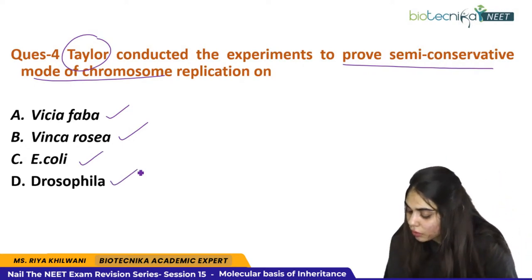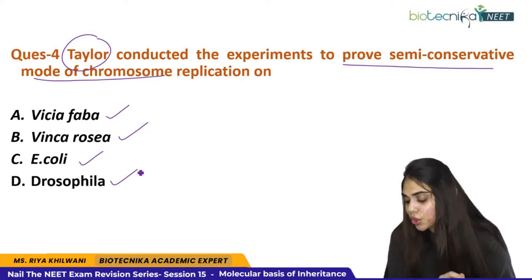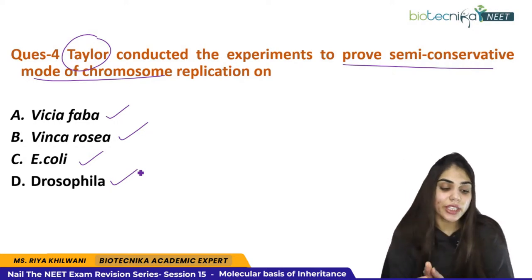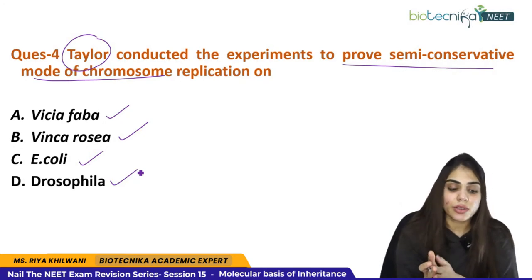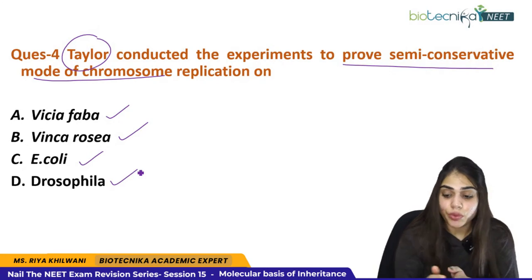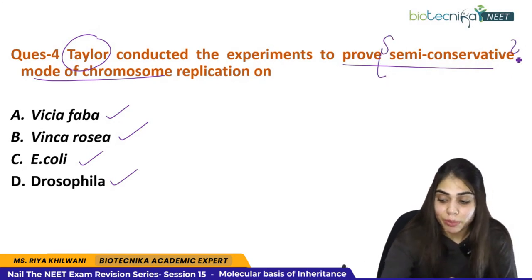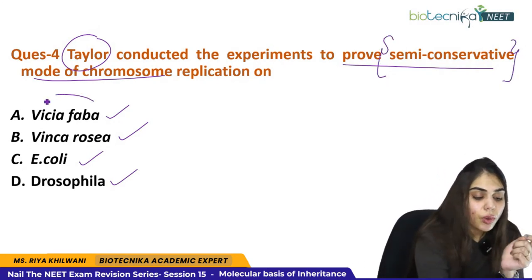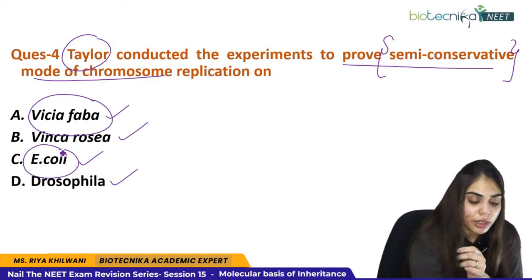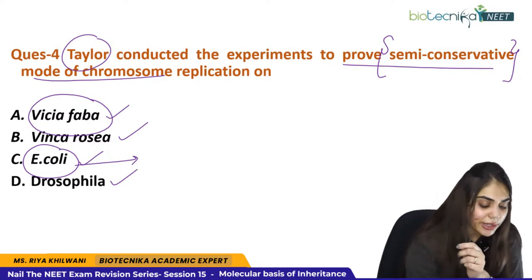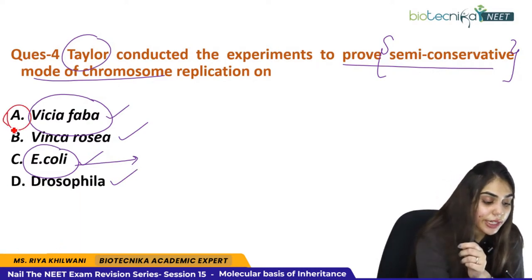Yes, Selva, it is always 5-2-3. Rishu, you can also answer whatever you have studied or understood till now. So you can answer this question. Taylor proved the semi-conservative method of DNA replication in eukaryotes only on Vicia faba. E. coli was used by Meselson and Stahl. So the right answer for this question is option A.